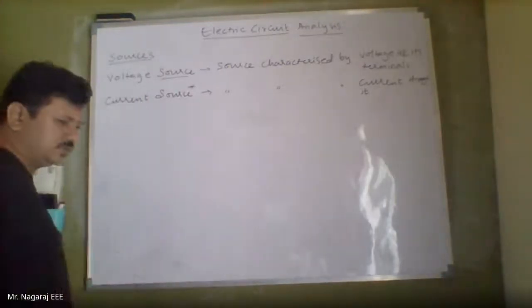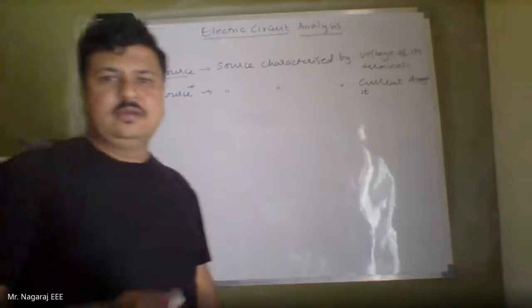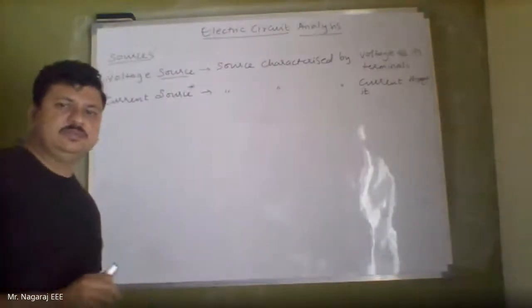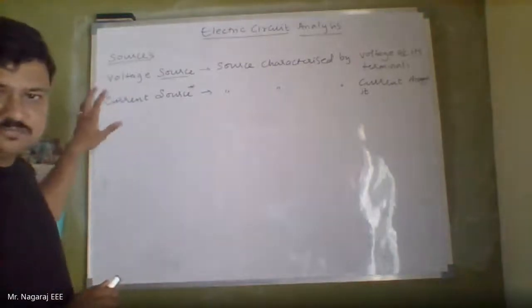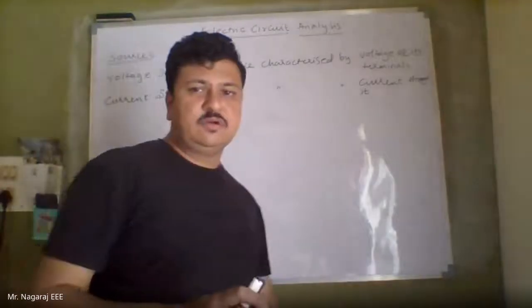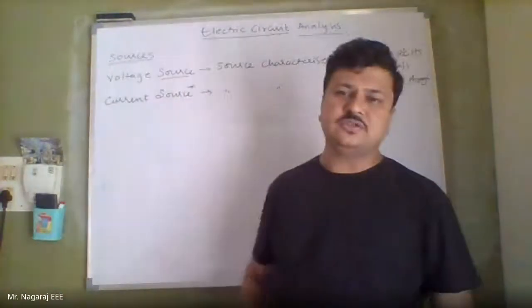But what about a current source? A current source is practically not realizable independently. What I want in a current source is a source or element that gives out a constant current. That is my current source.